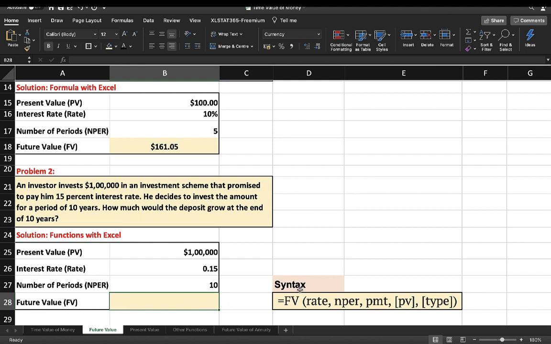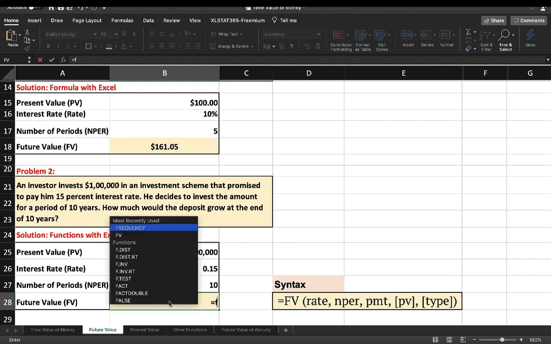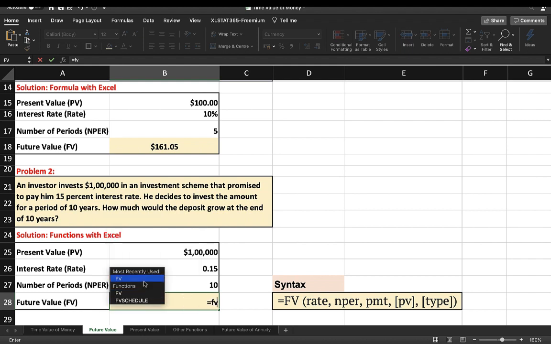So the syntax that we used is given here. Let me show you how to calculate it. Just type equal and type FV. You see the FV function has come here. Just click on it. Now you see the syntax as it was given here. You first take rate, then comma, NPER, then comma, then it is PMT where you will take 0, comma, and you will take present value and bracket closed.